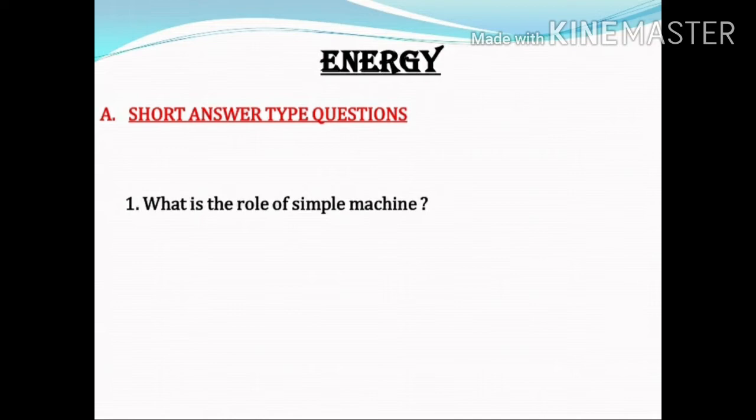Answer. Simple machines are useful because they reduce effort or extend the ability of people to perform tasks beyond their normal capabilities.